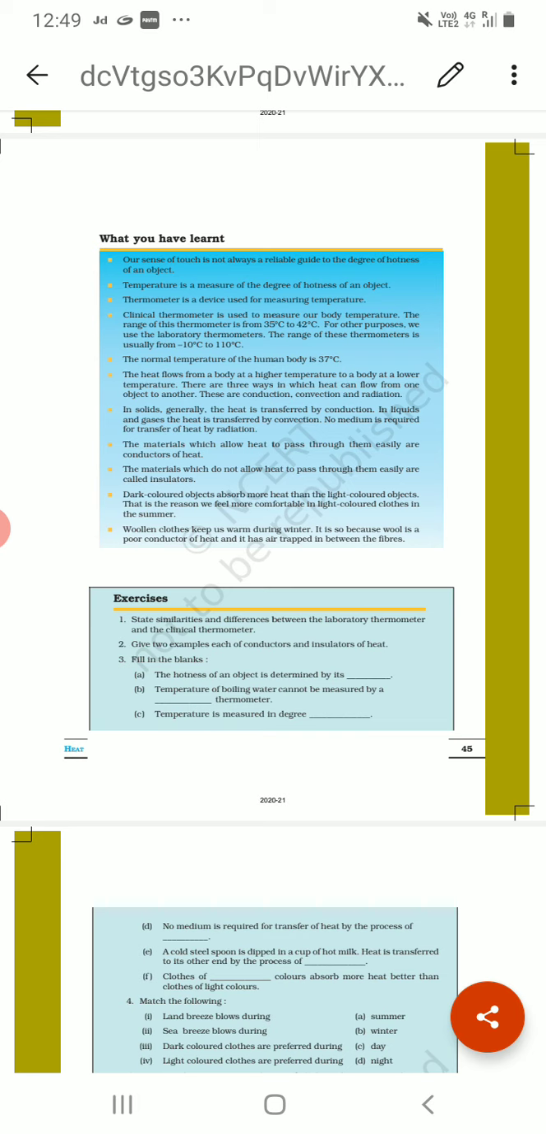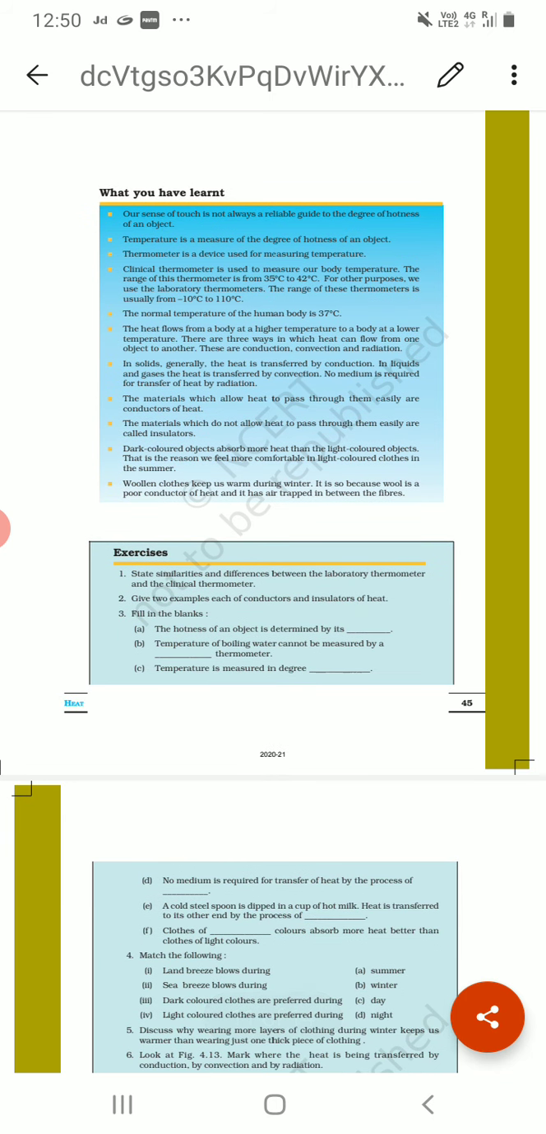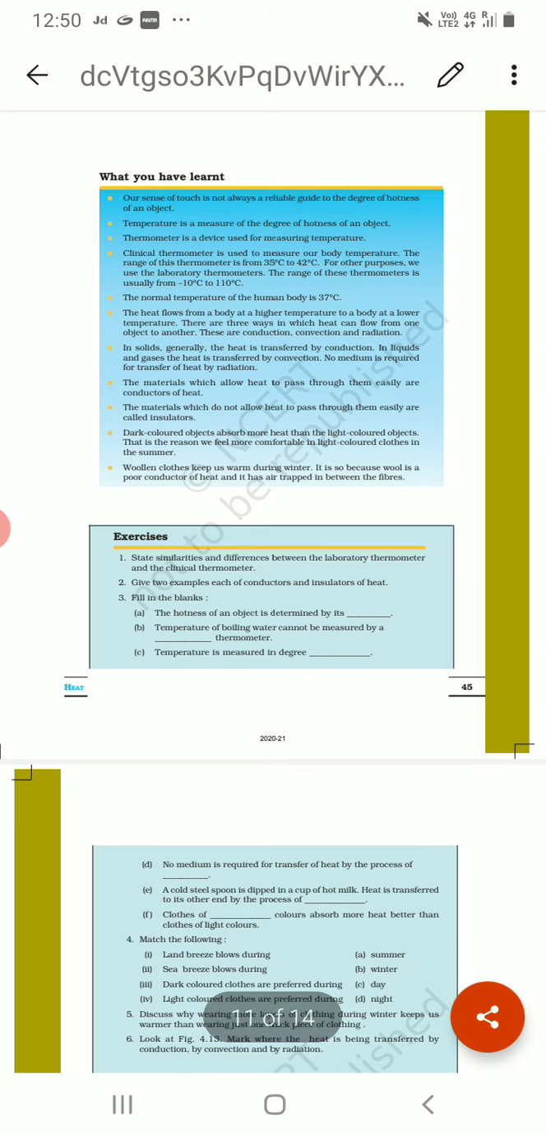For other purposes, we use the laboratory thermometers. The range of these thermometers is usually from minus 10 degrees centigrade to 110 degrees centigrade. The normal temperature of the human body is 37 degrees centigrade. The heat flows from a body at a higher temperature to a body at a lower temperature. There are three ways in which heat can flow from one object to another. These are conduction, convection, and radiation.